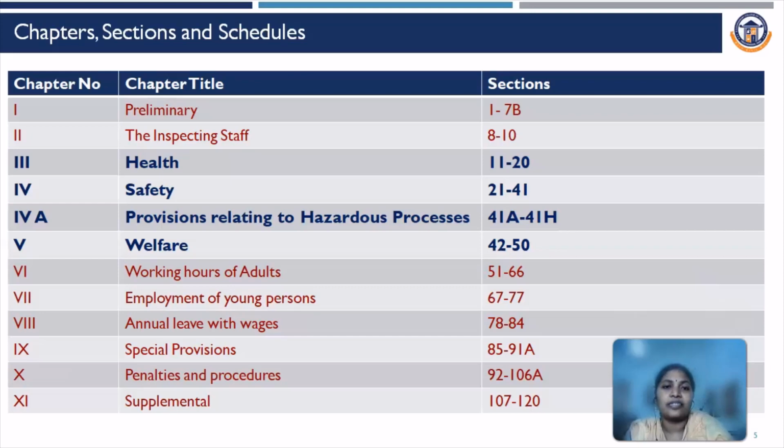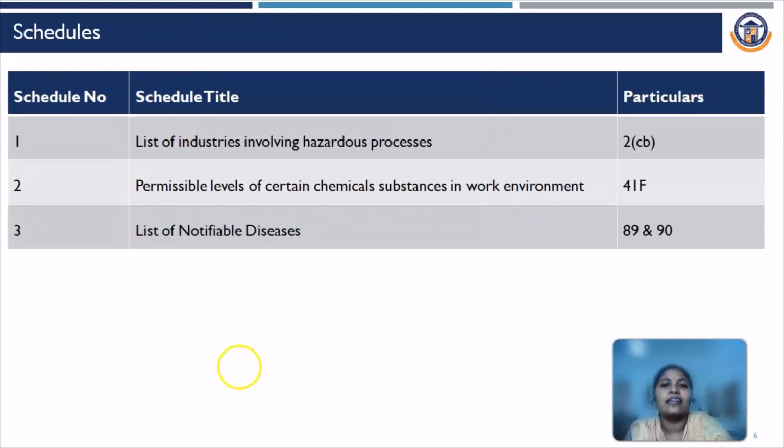Let us see the schedules. There are 3 schedules in the Factories Act. Schedule number 1 covers the list of industries involving hazardous process. So these hazardous processes are dealt with in section 2CB. And schedule number 2 deals with permissible levels of certain chemical substances in the work environment.